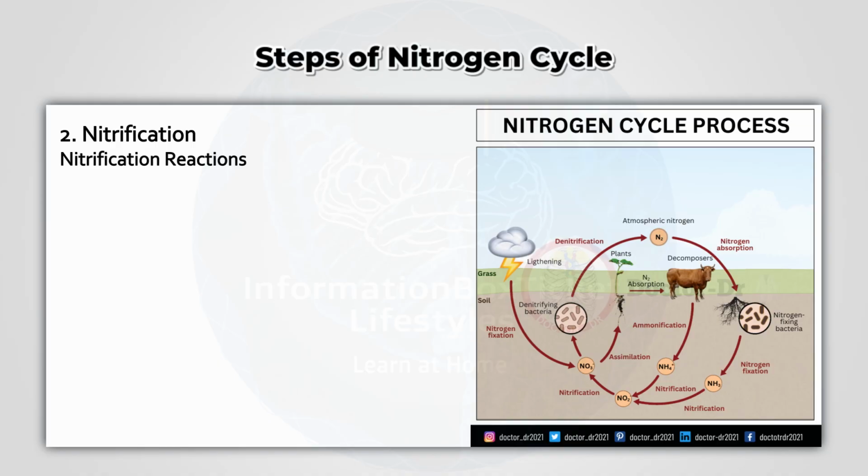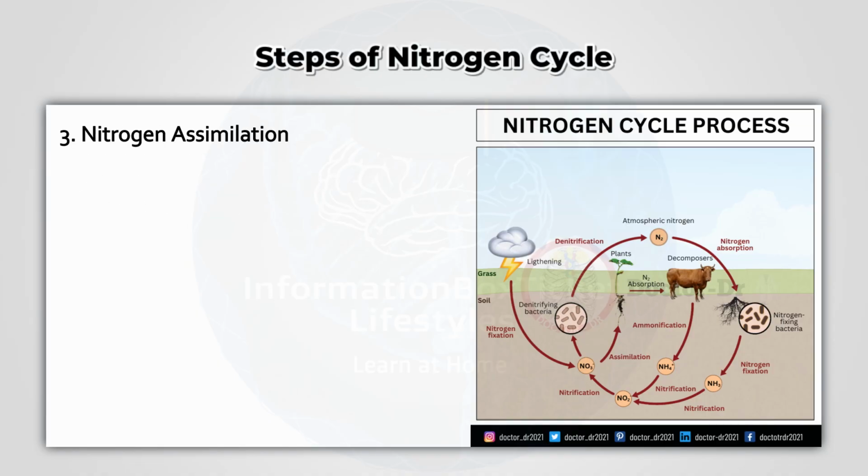Nitrification reactions: 2 units of ammonium react with 3 units of oxygen to yield 2 units of nitrite, 4 units of hydrogen ions, and 2 units of water. 2 units of nitrite react with 1 unit of oxygen to yield 2 units of nitrate.